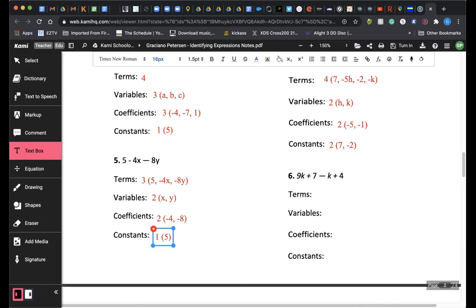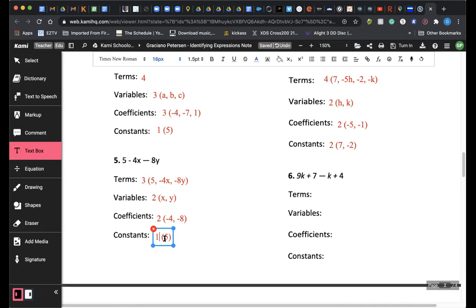So the question was, how many constants do I have? I only have one constant. 5 is the only number that is not attached to a variable. So that's what makes it a constant. So answer the question and then identify it. I only have one constant.